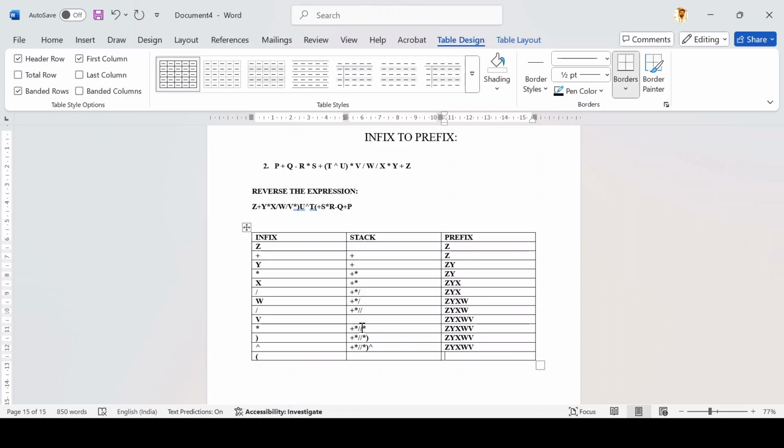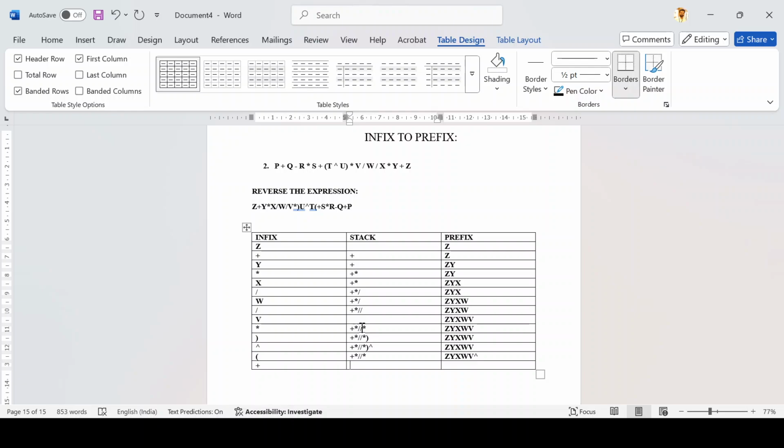So we have one exponential over there. We will pop it out: ZYX WV and then the exponential term. Then after the open bracket, we have a plus. Okay, so once plus arrives, now in the stack what remains is plus, division, multiply.